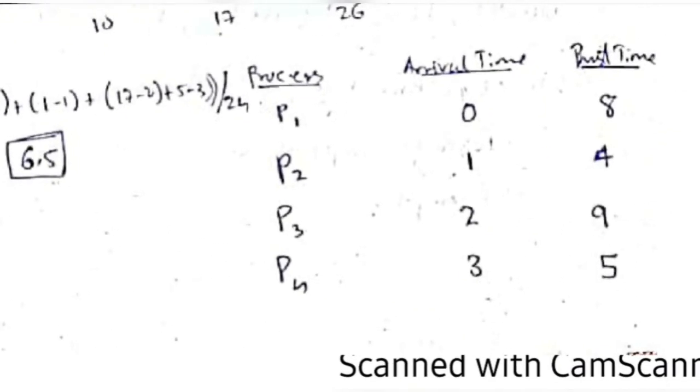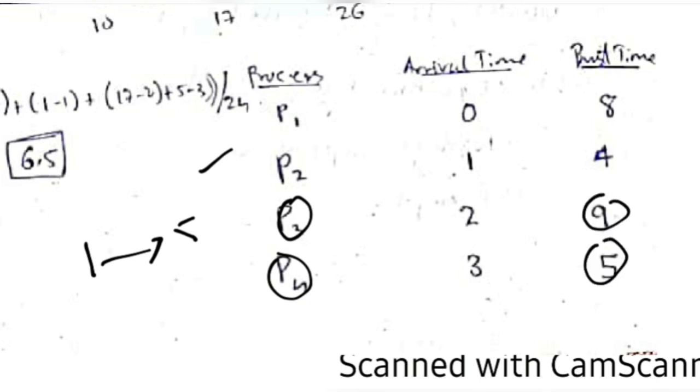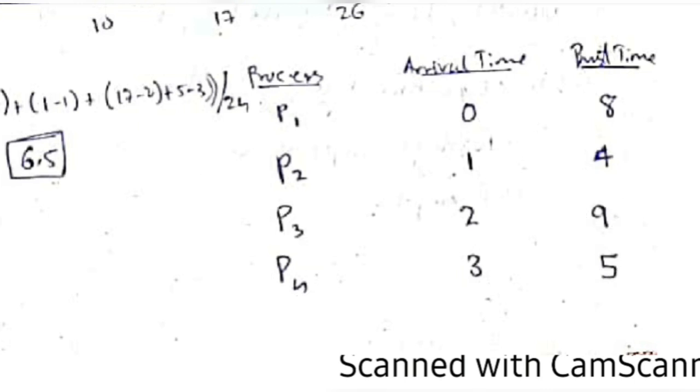At the same time, when P2 was getting executed from 1 to 5 milliseconds, P3 and P4 also came in between. They were both compared with P2, which is 9 and 5, and as we know 4 is less than 9 and 5, so P2 continued its execution. After that P2 got over at 5 milliseconds. At that time we will be comparing which is the lesser.